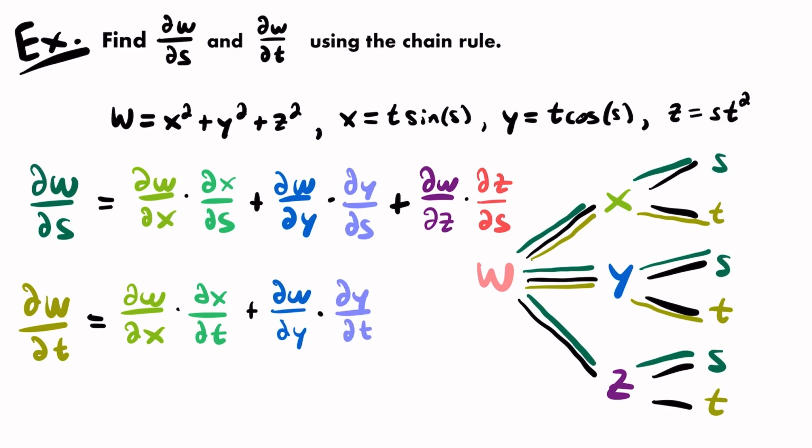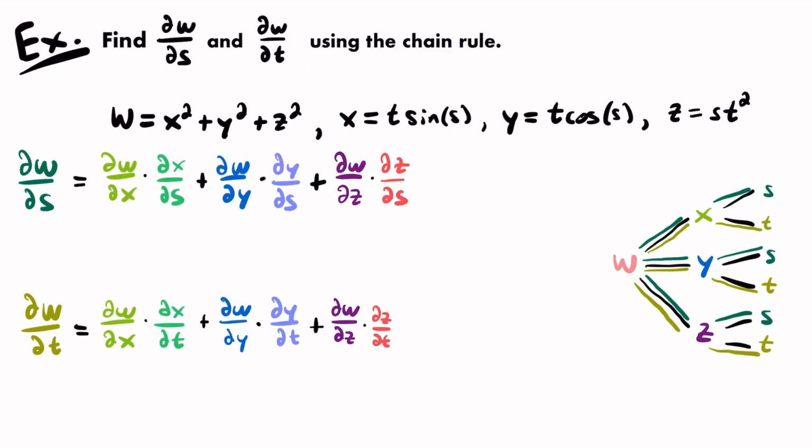And then finally, we have one more term because there is one more path from w that takes us to a t, and that would be this path right here from w to z and then from z to t. And so that would be a partial of w with respect to z and a partial of z with respect to t. So we have a partial of w with respect to z multiplied by a partial of z with respect to t. All right, and so there are the two formulas for the chain rule that will allow us to find the partial of w with respect to s and the partial of w with respect to t. All right, so let's work on them here. Let's do one at a time, starting with the partial of w with respect to s.